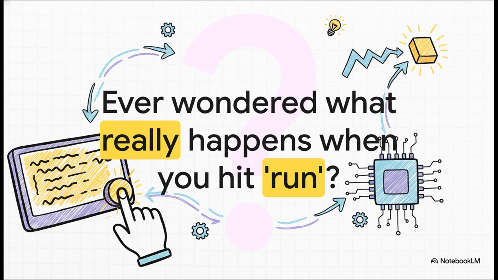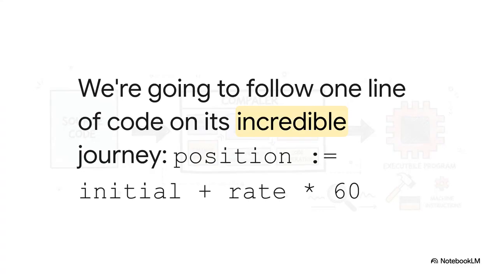So what is actually going on in that tiny slice of time between your click and your program springing to life? To figure this out, we're going to follow a single, pretty simple line of code on its journey. Look at this one: position = initial + rate * 60. It's perfect. It's got variables, a couple of math operators, a number, everything we need. This little guy is going to be our guide.